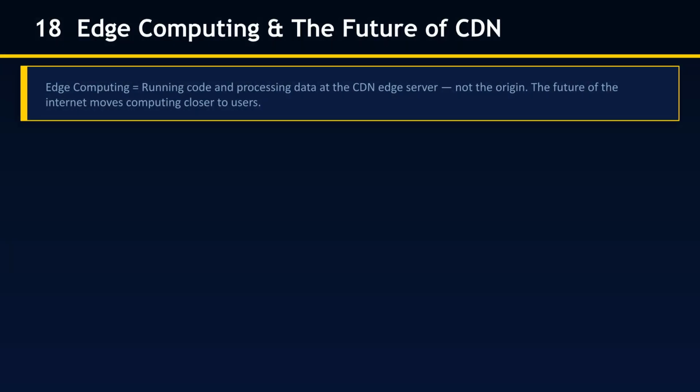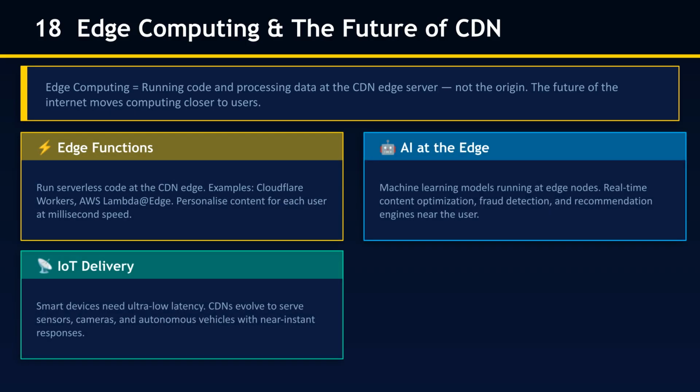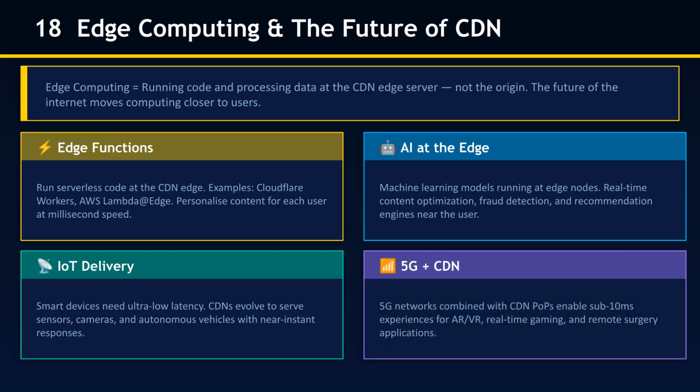The future of CDN lies in edge computing, which means running code at the edge server, moving processing closer to the user. This includes edge functions for personalized content, AI at the edge for real-time optimization, and 5G integration for ultra-low latency applications like AR, VR, and remote surgery.